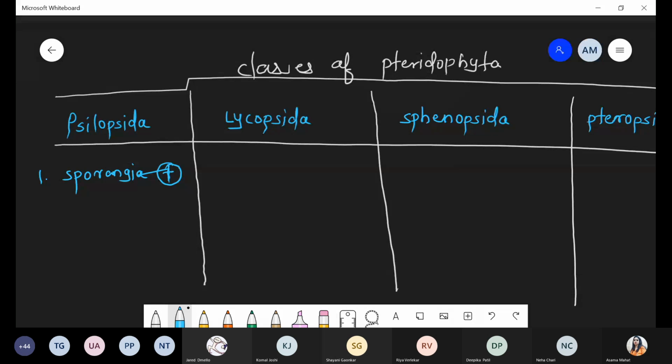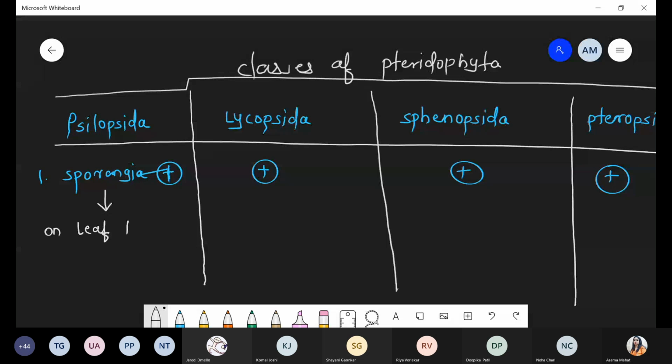When we are talking about Lycopsida, the sporangia structure is present. Even in Sphenopsida, the sporangia structure is present, and even in Pteropsida, sporangia structures are present. So in each and every class, sporangia are present. Now we are talking about the exact position. Where will they be present? In the first class, Psilopsida, the sporangia are present on the leaf tip or leaf axil area.